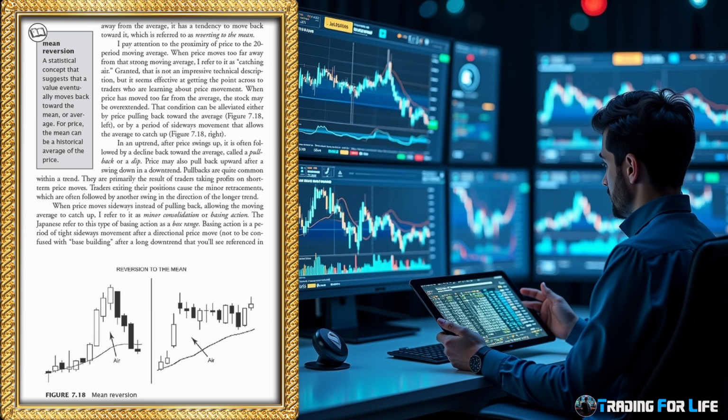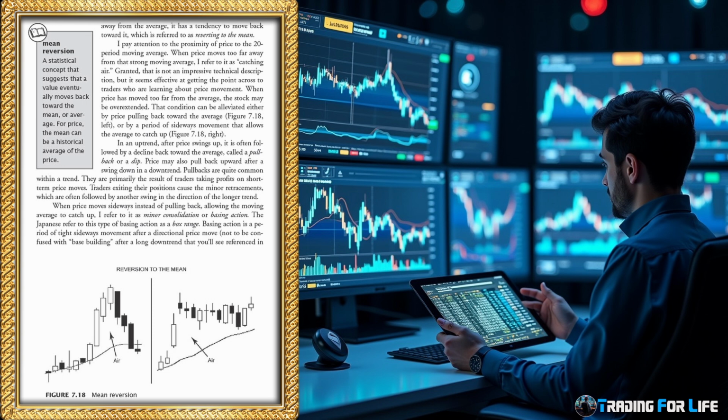I pay attention to the proximity of price to the 20-period moving average. When price moves too far away from that strong moving average, I refer to it as catching air. Granted, that is not an impressive technical description, but it seems effective at getting the point across to traders who are learning about price movement.